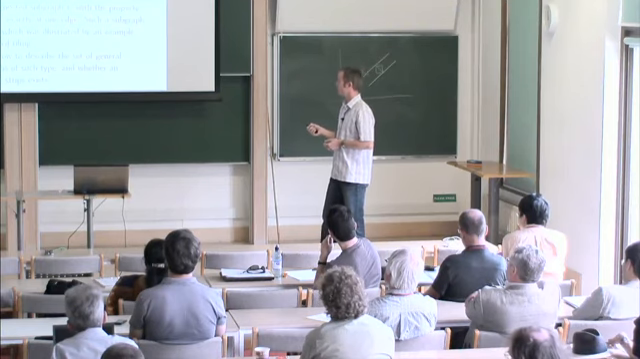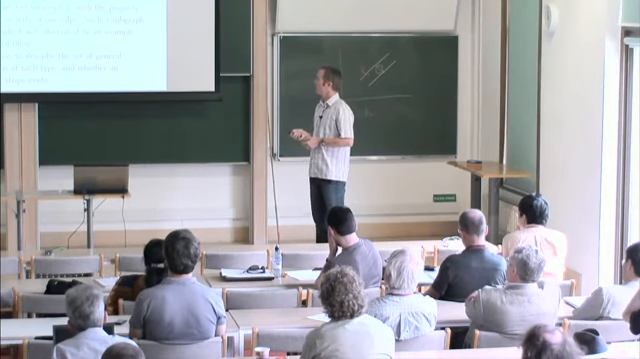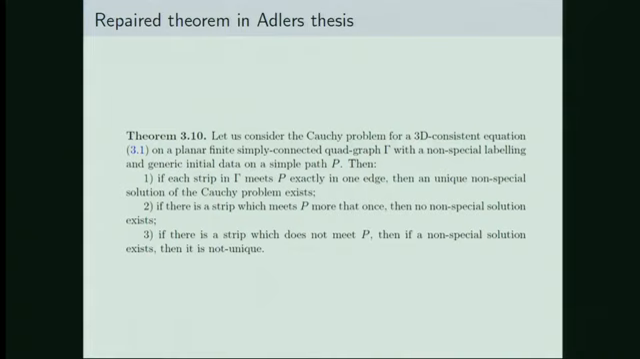And also what I noted was that there is a problem with this theorem, and that was also noted by Adler himself. He had a revised theorem in his second thesis, and that reads like this. So now he has the fact that on your initial value there is a unique solution. There's not a unique solution, but a unique non-special solution.